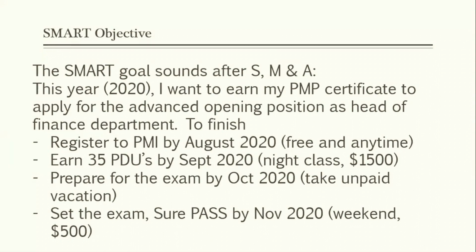Prepare for the exam by October. I cannot do it unless I take unpaid vacation. Set the exam and pass it for sure by November 2020. I'll be doing it on weekends and I will invest $500 for that purpose. So see, that goal is getting more and more advanced by the time I'm planning it according to the SMART objectives principle.